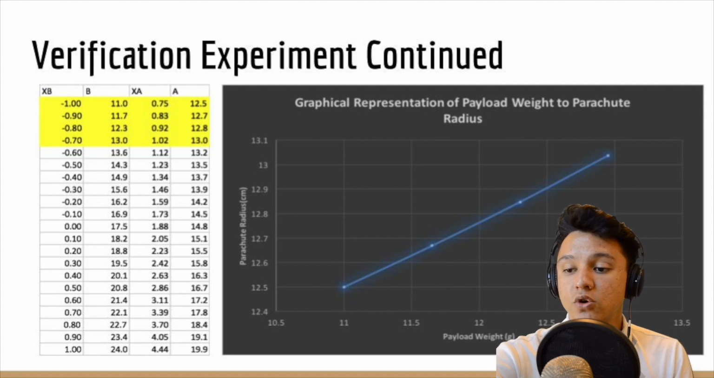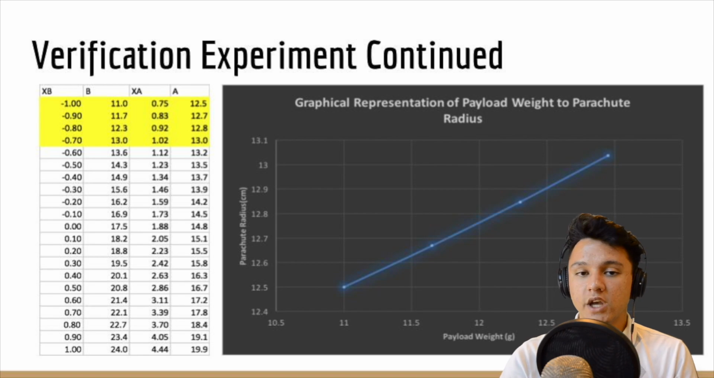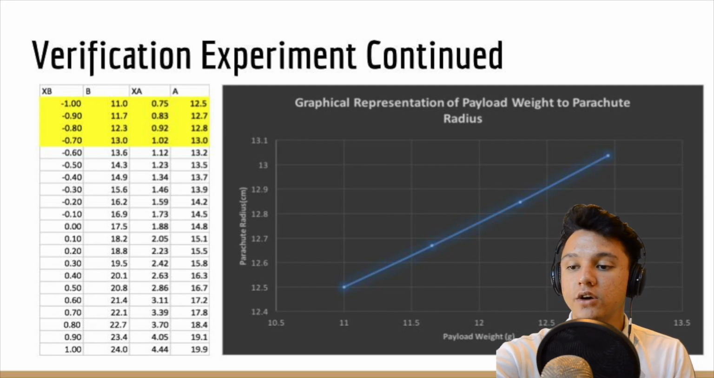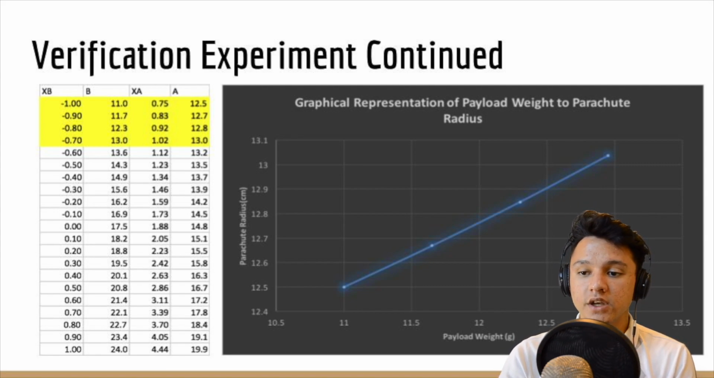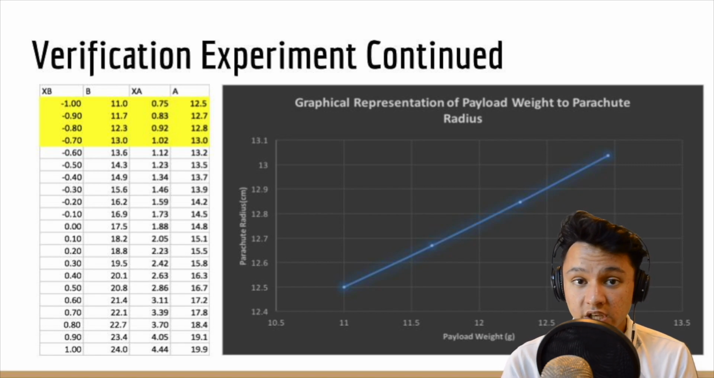You see it goes over 13 centimeters, so we can't include those. So what we have is just highlighted in yellow what we can use. So 12.5 centimeters to 13 centimeters in column A. What we chose next for the verification experiment, we just chose the last one, which was 13 centimeters for the radius and 13 grams, because we already had a 13 centimeter parachute, so why not just use it again.